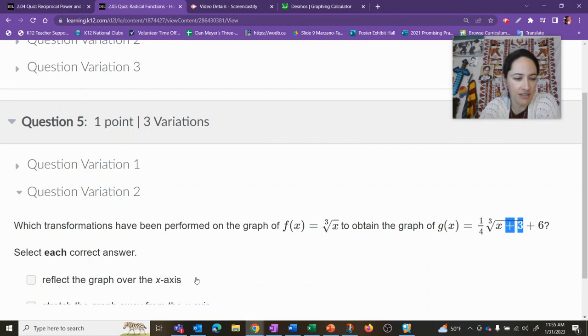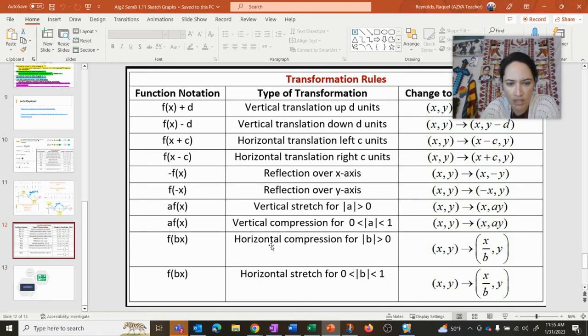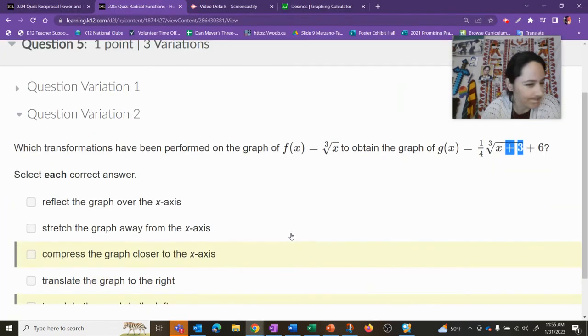No, because there's no negative. Stretch away, compress closer to the x-axis. Go back, let's double check. That's what we said, I think, right here. Vertical compression, because that A, that multiplier, the factor, 1/4 is between 0 and 1. Okay. All right. Hopefully that's helping, and it's helping me.